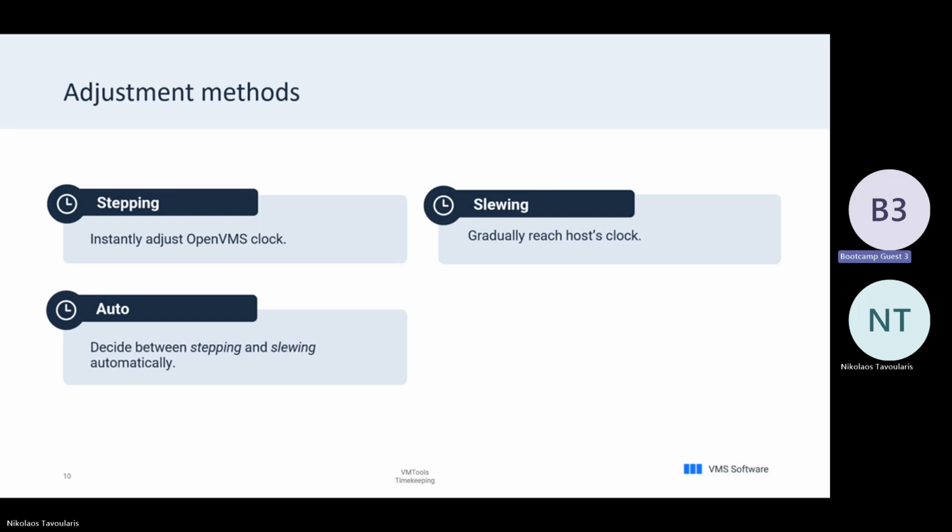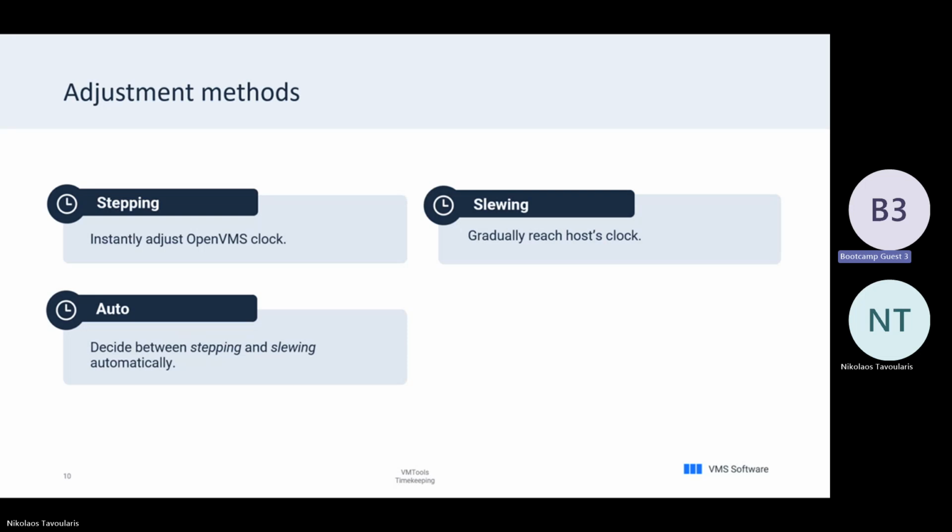Now, let's say that we have a clock source like NTP, or in our case, the host. And we receive a timestamp and we want to update the OpenVMS clock. There are two ways to do so: stepping and slewing. By stepping, we immediately adjust the OpenVMS clock to the correct timestamp, and we instantly have the correct time.